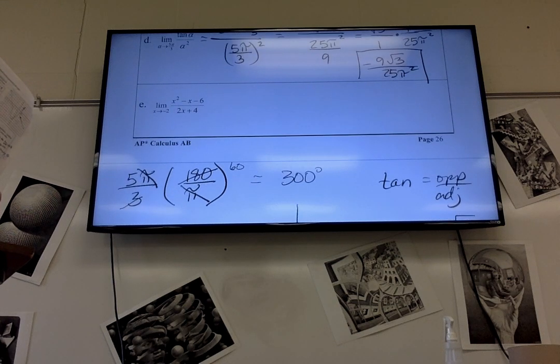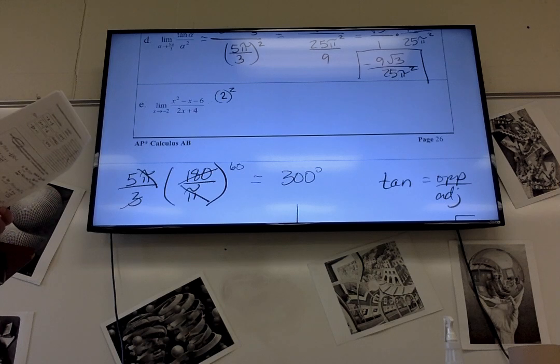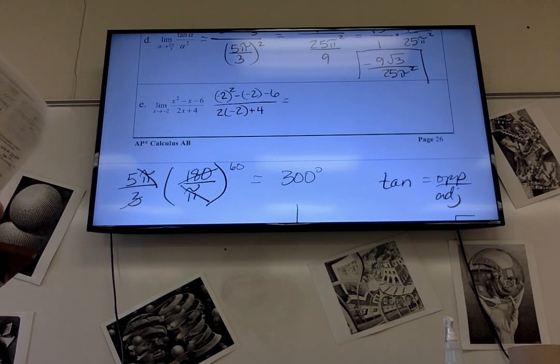On E, we do like we normally do. Plug in -2. Okay. So what are you getting? 0 over 0. Okay, 0 over 0, which we said technically cannot equal that. Now that doesn't mean that the limit didn't necessarily exist. What did it mean? Yeah, it means that we have to do something else.